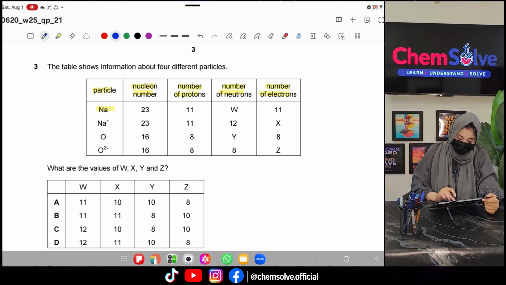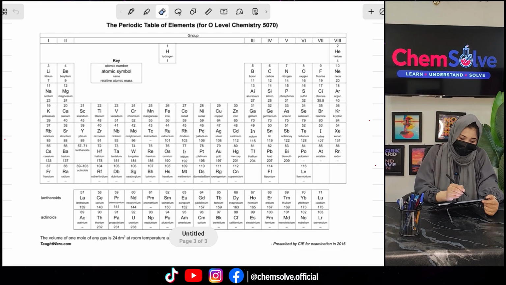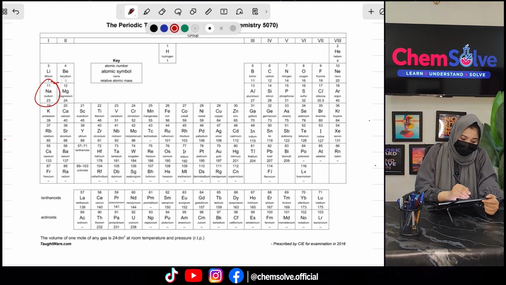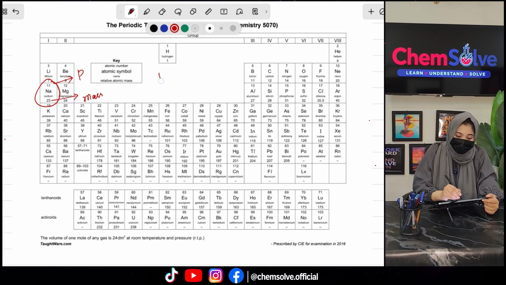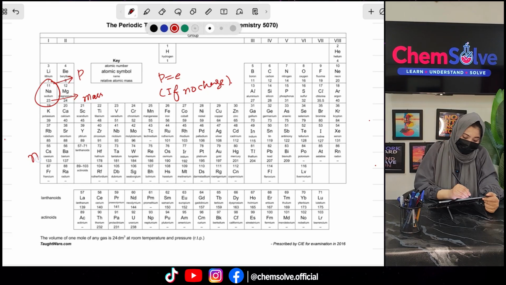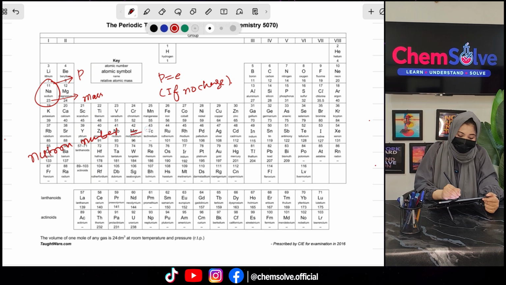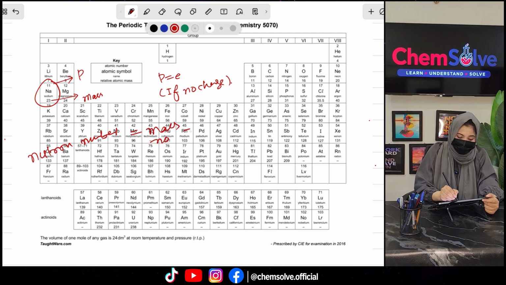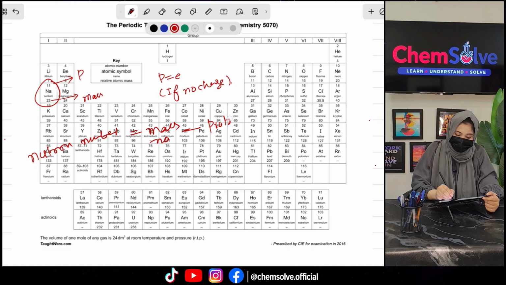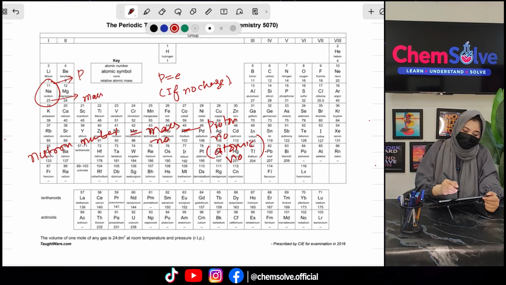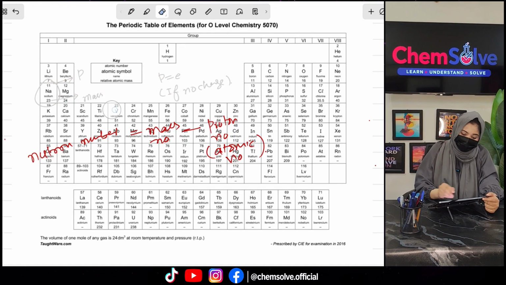So if we look at the periodic table, you will see that there are two numbers. This is called the proton number. This is called the mass number. Always the proton and electron numbers are the same if there is no charge. Okay. And how to get the neutron number? By subtracting the proton number, or atomic number, from the mass number. So we will keep these things in our mind and we will solve this question.